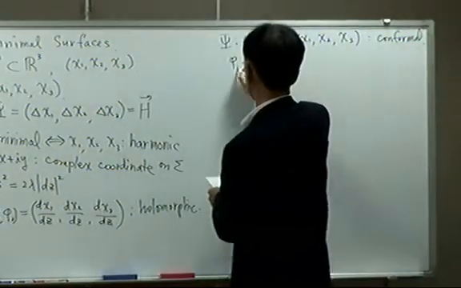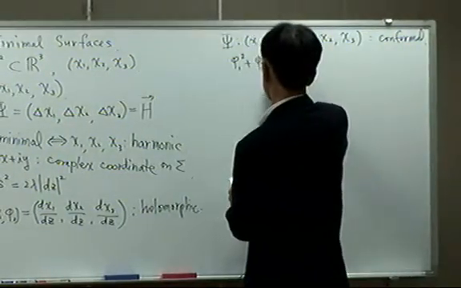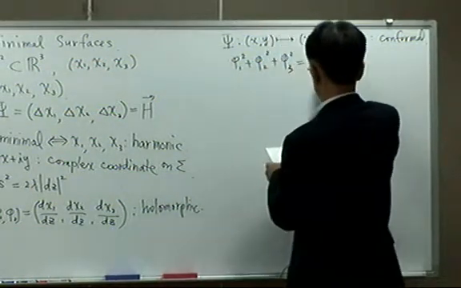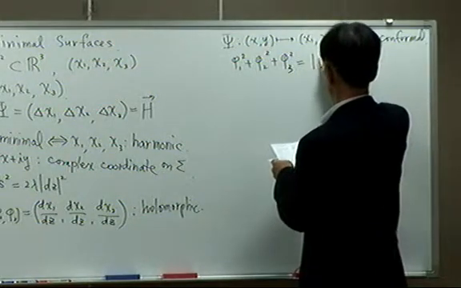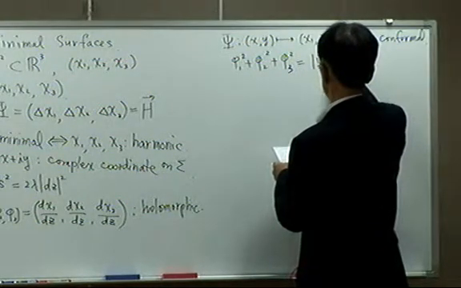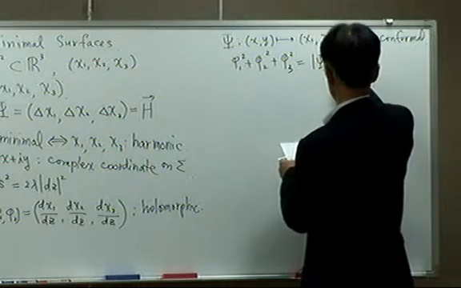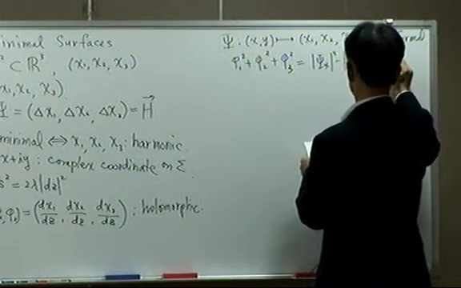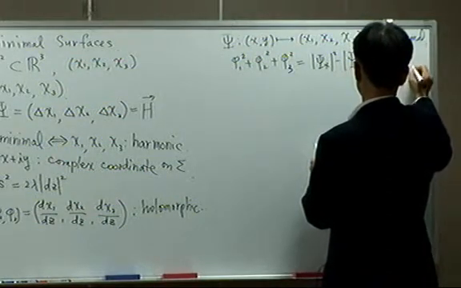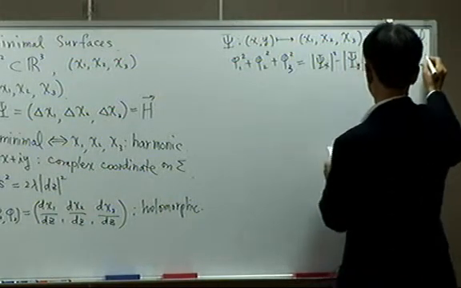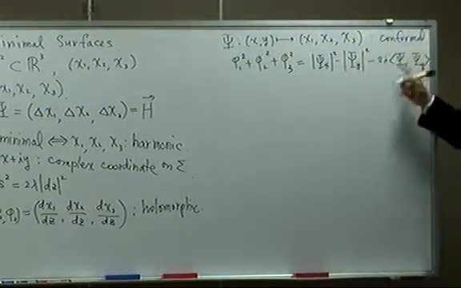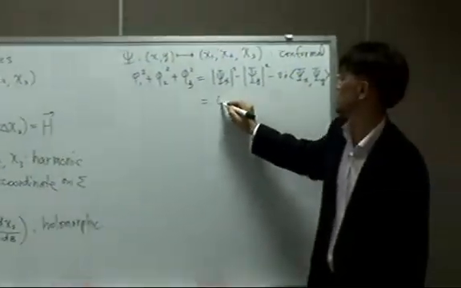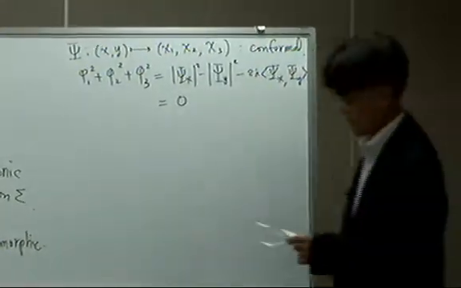Therefore, phi1 squared plus phi2 squared plus phi3 squared equals the length of vector psi x squared minus psi y squared minus 2i psi x dotted with psi y. And since psi is conformal, the first two are equal, and the cross term vanishes. Therefore, the sum equals 0.